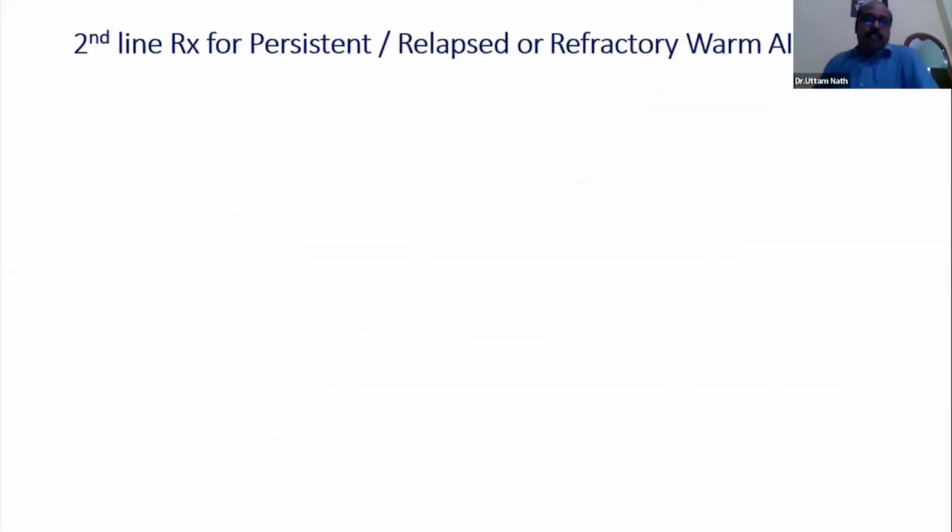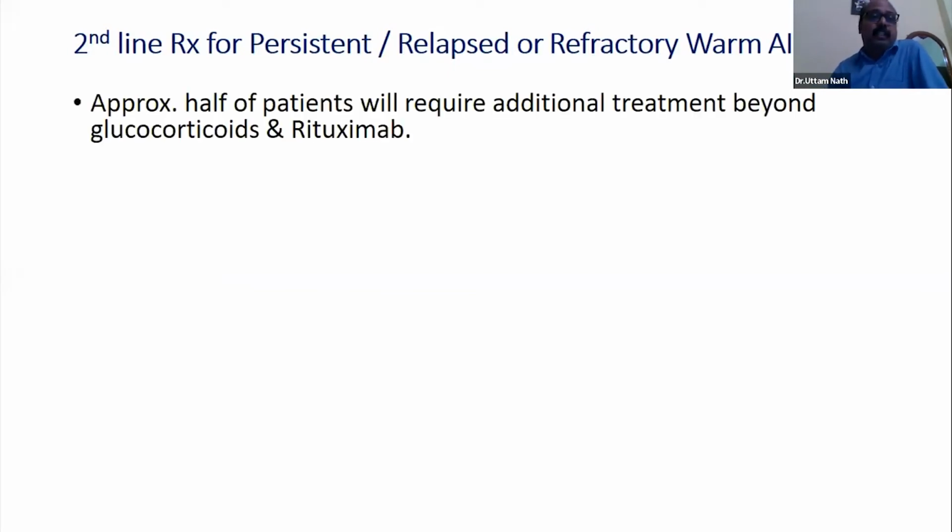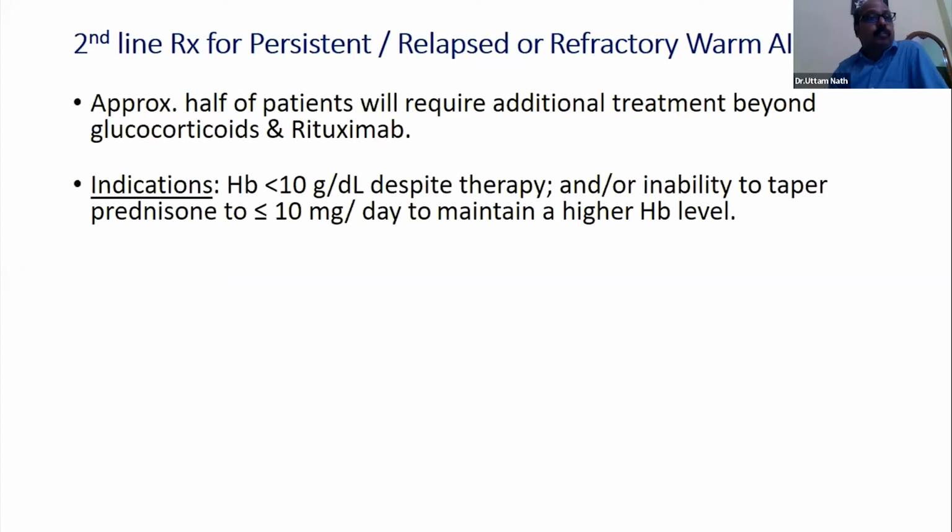Now coming to persistent disease or relapsed refractory warm AIHA, we need second line therapies. Again, more than half of patients will require treatment other than steroids and rituximab. What are the indications of second line therapy? Hemoglobin less than 10 gram per dl despite treatment, or requirement of prednisolone doses more than 10 milligram per day to maintain a safe hemoglobin level of around 10 gram per dl.